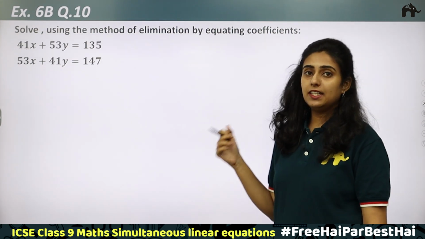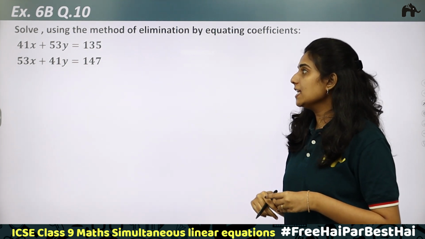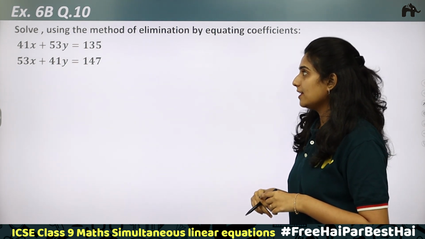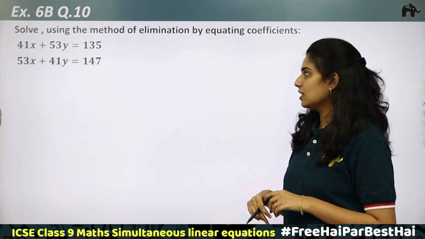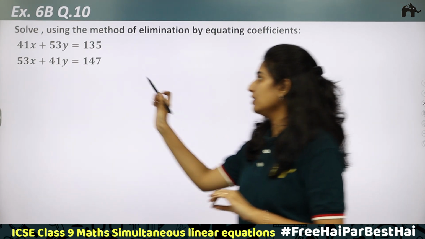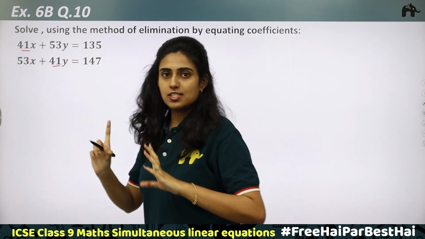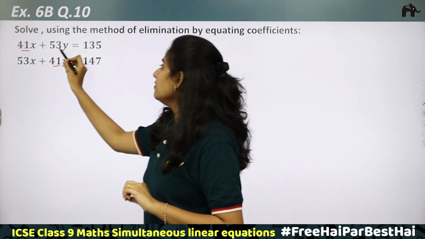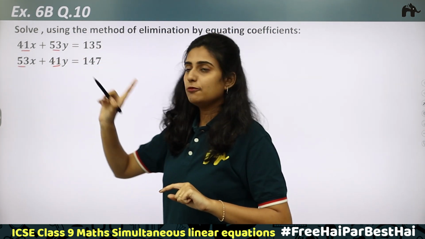Okay, question number 10 of exercise 6b. First equation, 41x plus 53y is equal to 135. Second equation, 53x plus 41y is equal to 147. You can see the coefficient of x in the first equation and the coefficient of y in the second equation are the same, which is equal to 41. The coefficient of y in the first equation and the coefficient of x in the second equation are the same, 53.